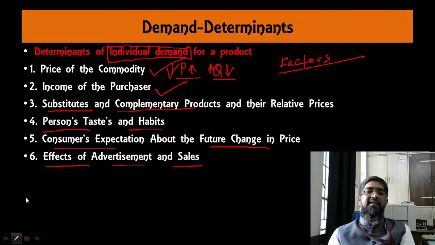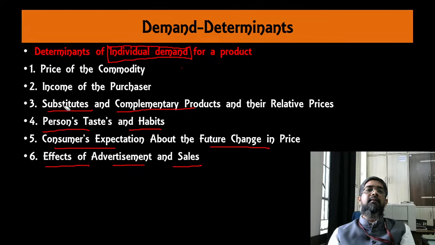Moving on to the second point, dear student, that is the income of the customer or purchaser and the demand of a commodity. Here you see income affects or influences demand in a different way for different commodities. Income influences demand depending on nature of commodity. किस टाइप की कमोडिटी है उस पे आपका डिमांड डिपेंड करेगा with the increase in income.